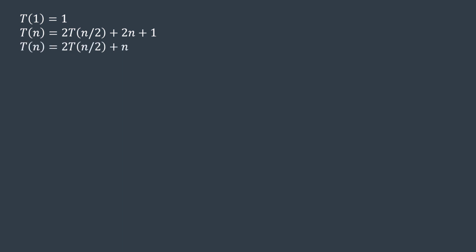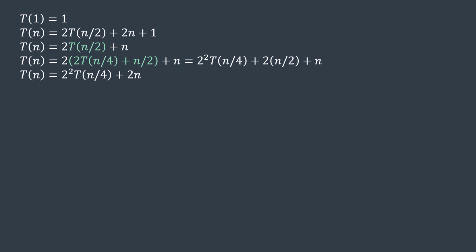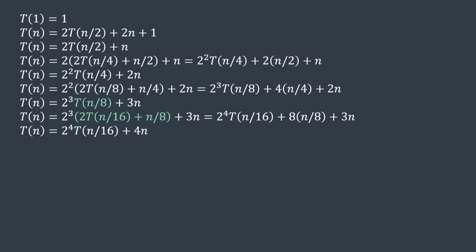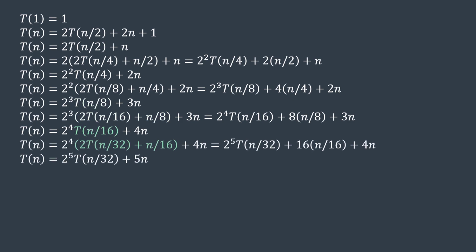Now we replace T of n by 2 by 2 times T of n by 4 plus n by 2 and we simplify. We replace T of n by 4 by 2 times T of n by 8 plus n by 4 and we simplify. We replace T of n by 8 by 2 times T of n by 16 plus n by 8 and we simplify. We replace T of n by 16 by 2 times T of n by 32 plus n by 16 and we simplify. I think that we did enough iterations to deduce the general expression with k.